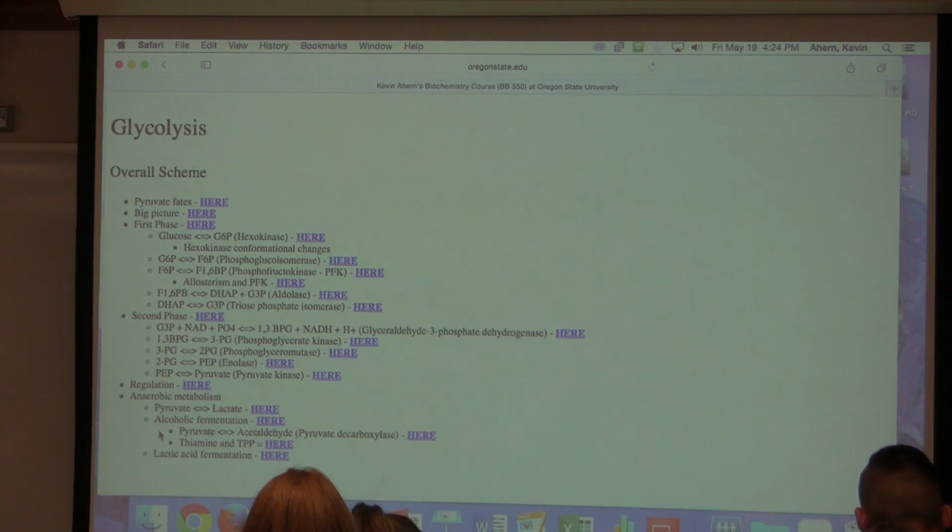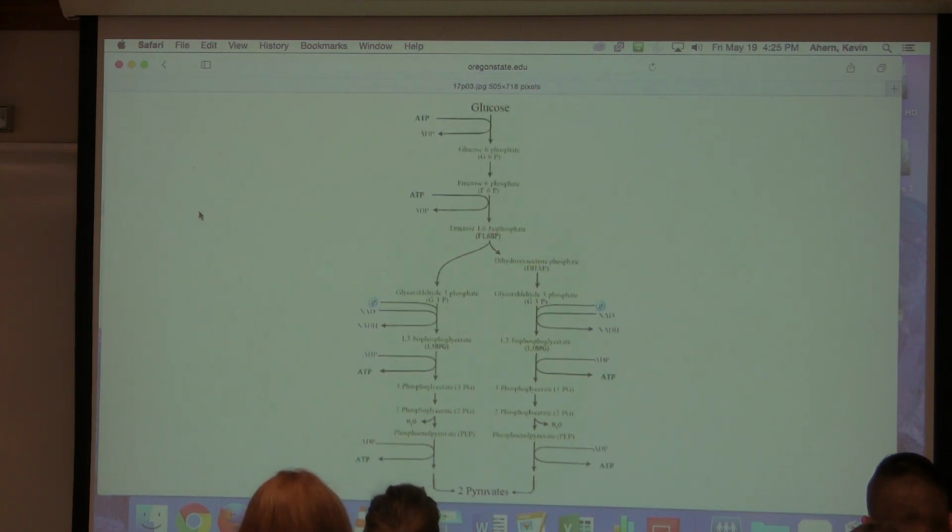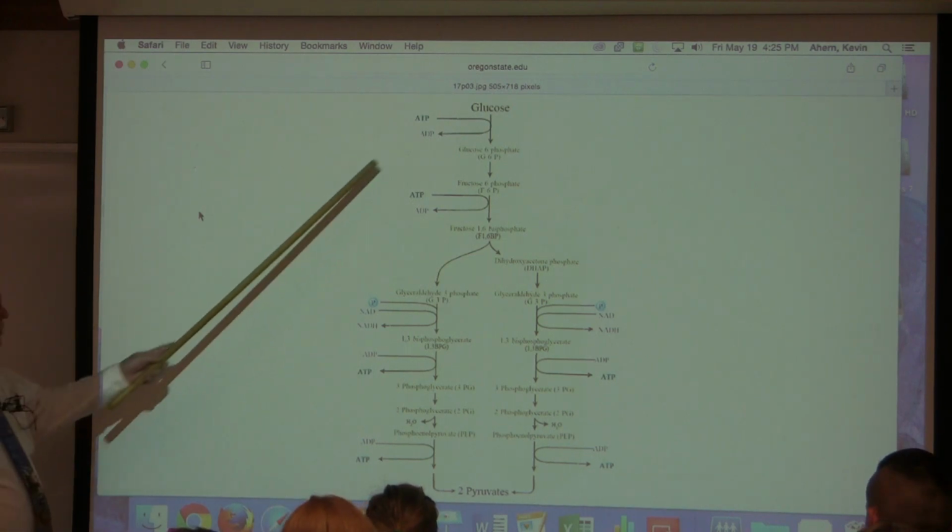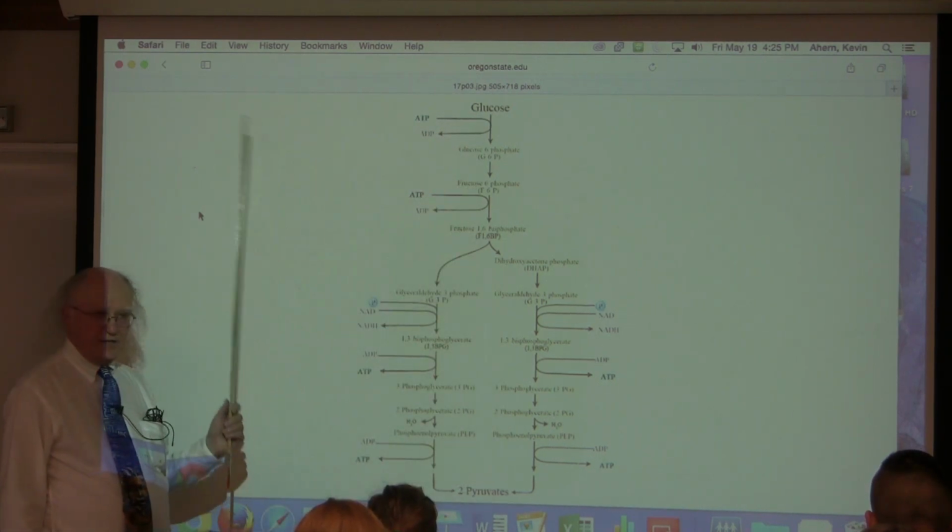We'll see later how other sugars can be converted into intermediates in the glycolysis pathway so that they too can be oxidized. Now I'm not going to start up there with pyruvate fates. I'm going to come back to that later. I've got that really in the wrong place. This figure shows the overall process of glycolysis.